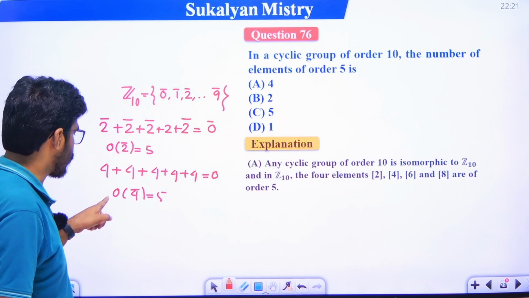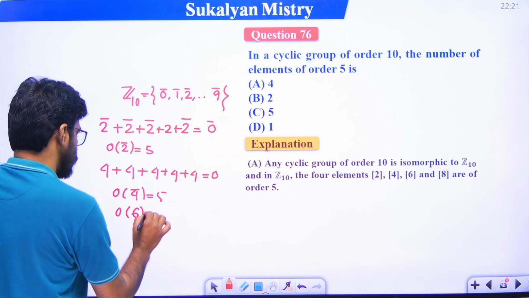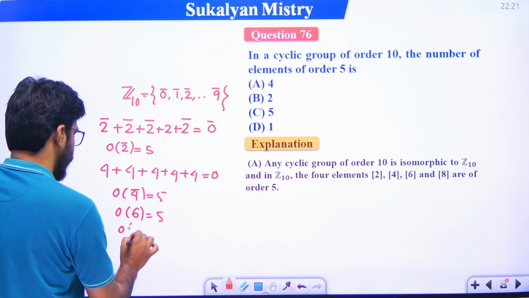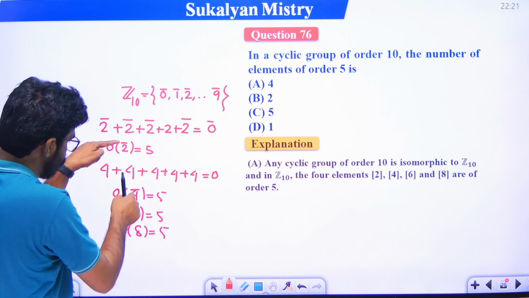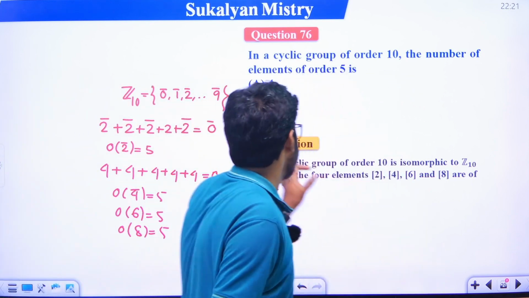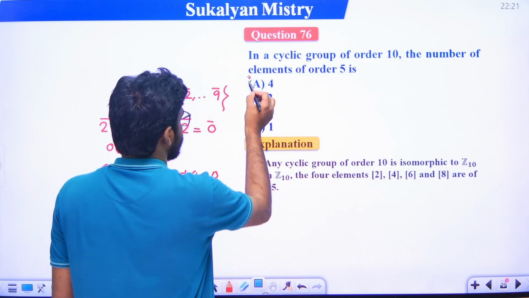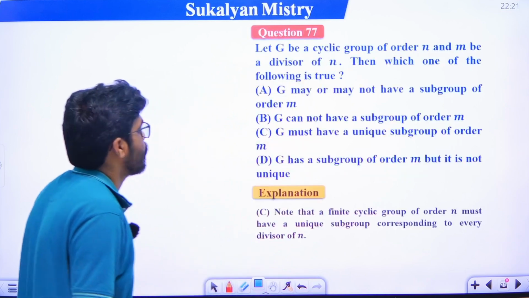2 is 5, order of 4 is 5. Similarly if we can calculate order of 6, that is also 5, order of 8, that is also 5. So we have 4 elements, 2 4 6 8 that has order 5. Okay, so option A is the correct answer. Okay, clear? So next problem.